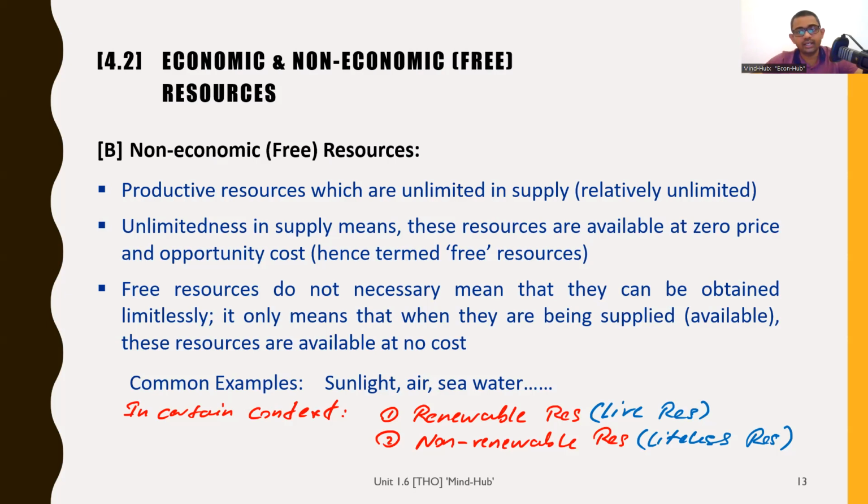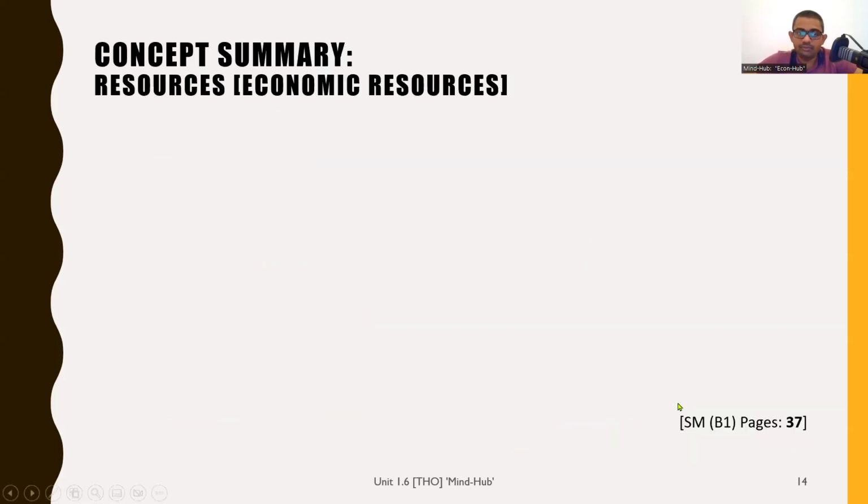Now we know that there are economic and non-economic resources, and economic resources are mainly categorized into land, capital, labor, and entrepreneurship. When it comes to non-economic resources, in certain contexts we can categorize them as renewable or non-renewable. Or generally, we can give examples. Common examples are things like sunlight, air, seawater, etc.